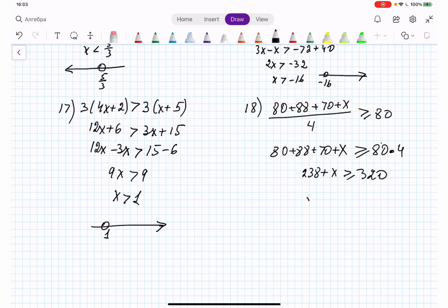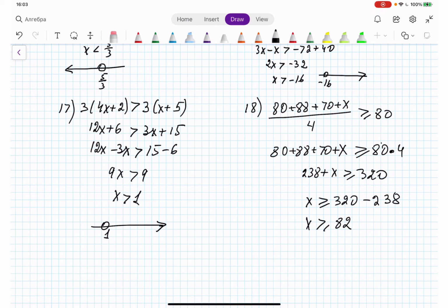And from here, x is greater equal 320 minus 238, which is equal, x is greater 320 minus 238 is going to be 82. It's x is greater equal 82. Okay, we don't need to draw the graph, but that's all it is. Need to solve it. And question number 19, the last question.